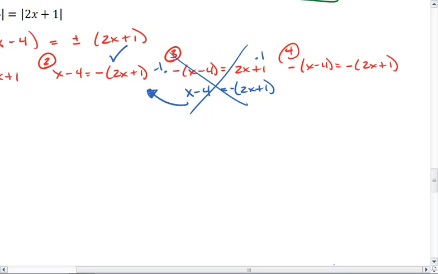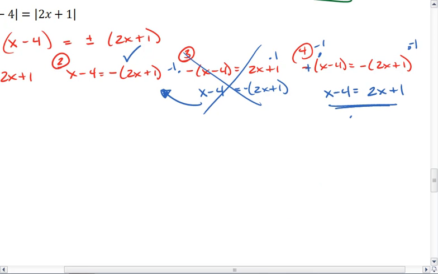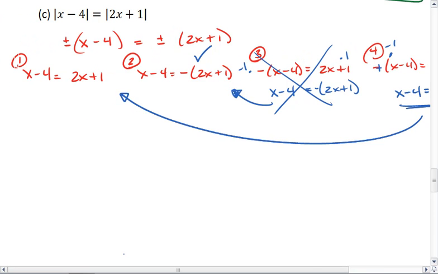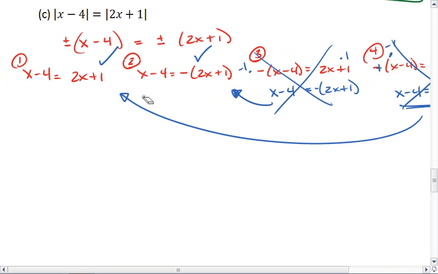Now let's look at equation 4. Again, if we multiply both sides by negative 1, it gets rid of the negative on the left side, so we're just left with x minus 4. And it also gets rid of the negative on the right side, so we have 2x plus 1. Now this equation here, x minus 4 equals 2x plus 1, is the same as equation 1. So instead of solving for 4 equations, we can just solve for 2.